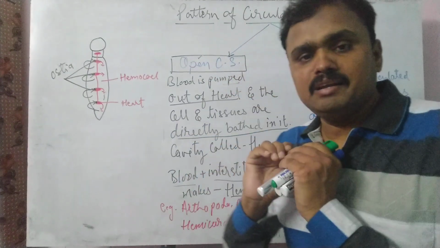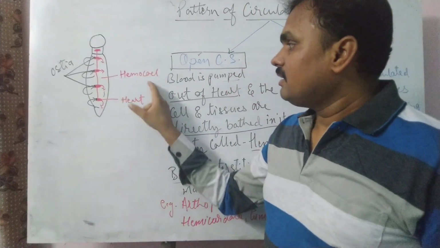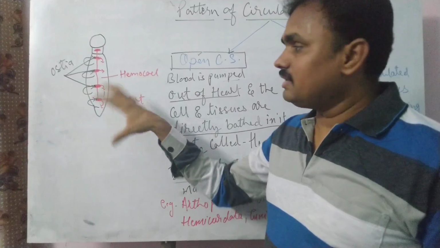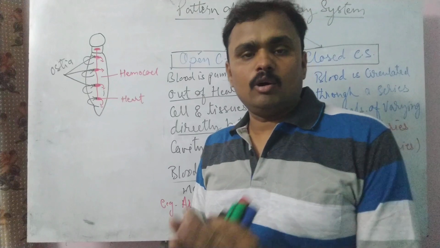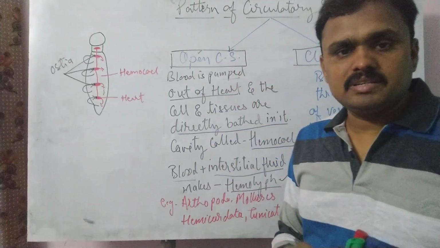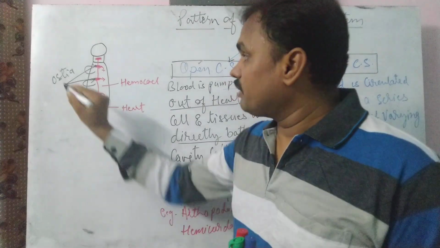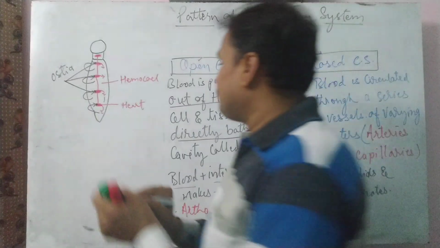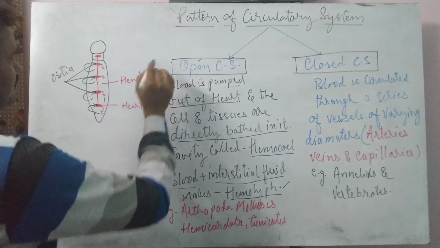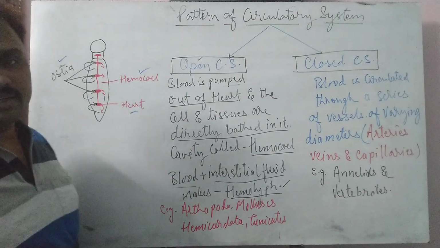So like this, the blood moves out from the heart into the hemocoel, and bathes all the tissues, all the organs, all the cells. They get the nutrition, everything, and again come back through the ostia. So always remember how blood is moved in the arthropod. The blood moves in the hemocoel. It goes from the heart and returns back through the ostia.